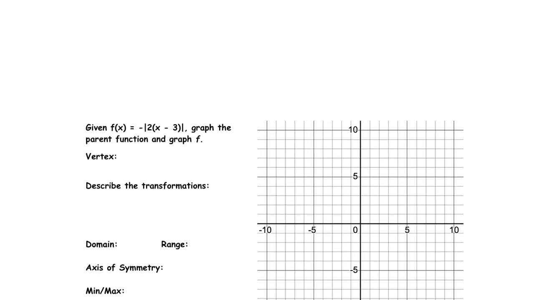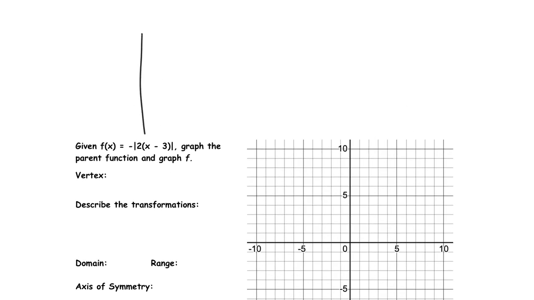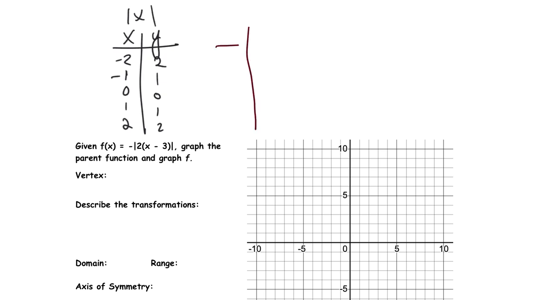Okay, so if I'm going to do the table, the first thing I need to start with is the parent. So I got an x and a y, and this is just the parent of absolute value of x. I'm going to go from -2 all the way to 2. Everybody okay with that table? I don't need to explain any part of that. We got that? It's kind of old news. Okay, so now we're going to create our transform table.